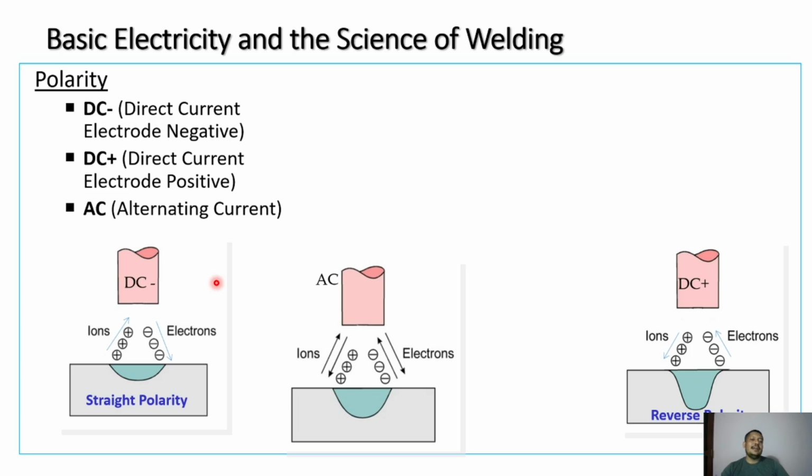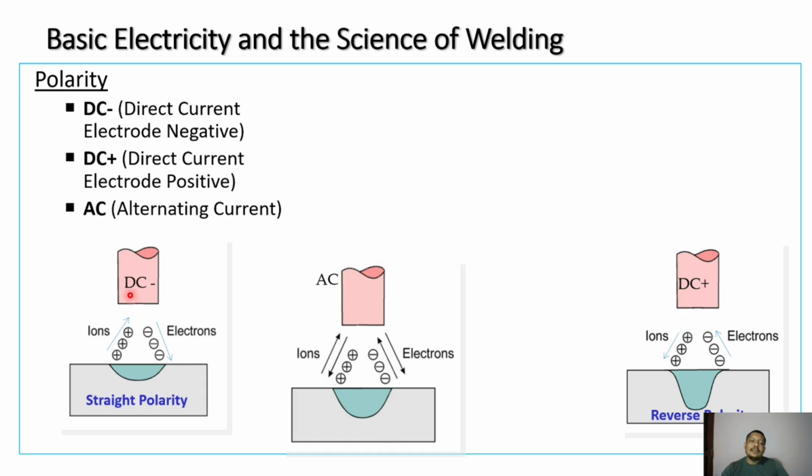You can see over here that based on the polarity we can have DC negative, DC positive or AC. Negative or positive indicates whether the electrode is negative or positive, and this is the case of AC. In AC, one half is positive and the next half is negative. You can see the flow of ions and electrons takes place in both directions, and as a result the weld bead you obtain will be shaped like this.